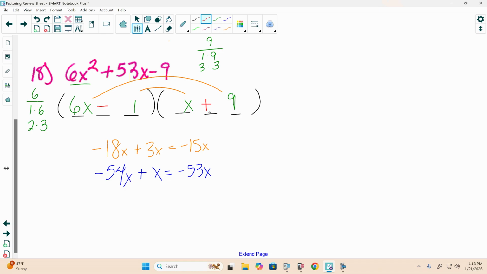Questions on this here? Because if we checked it again, it would make this be positive 54x minus x, giving us positive 53x that we wanted.